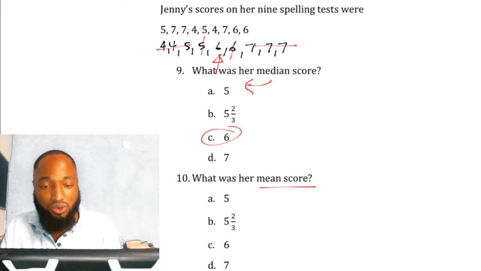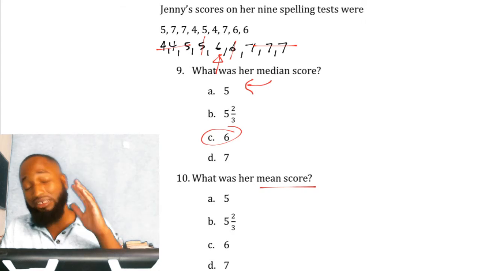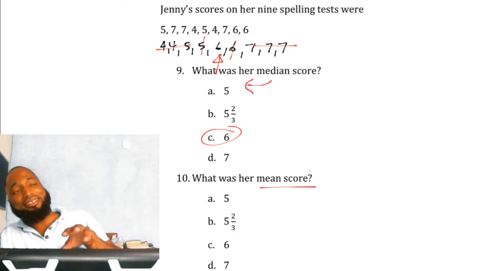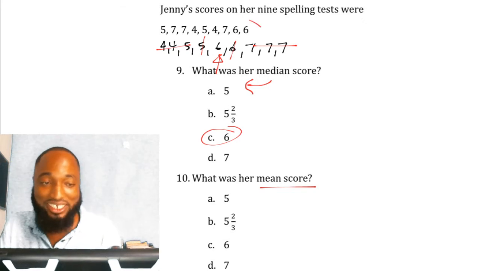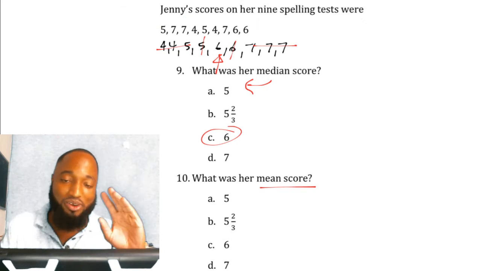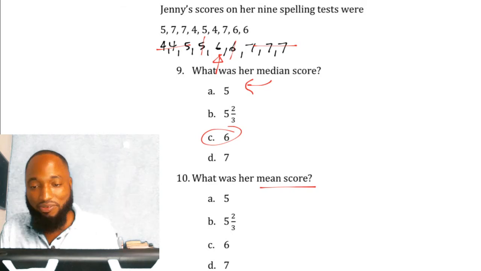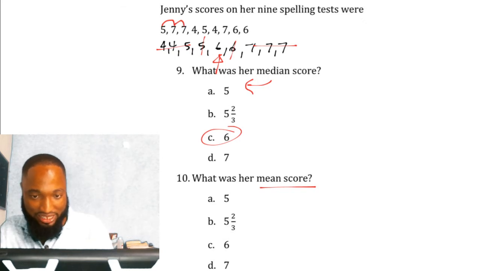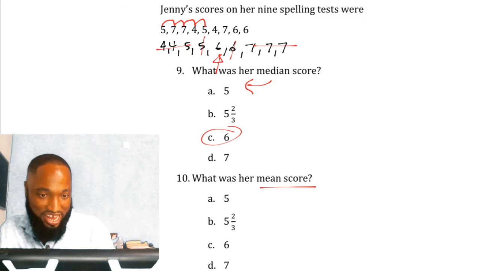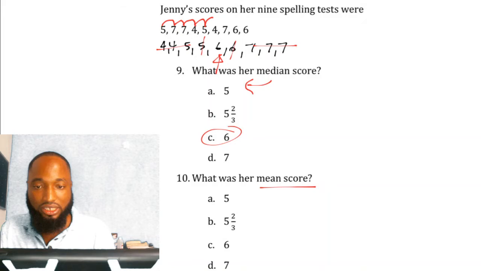What was her mean score? So the mean, you add up all, so that's maths. You actually have to add up all these numbers. There's no two ways around it. So there we go. 5 and 7 is 12, and 7 is 19, and 4 is 23, and 5 is 28, and 4 is 32, 39, 45, 51. Am I getting 51? How many numbers do you have? You have 9.